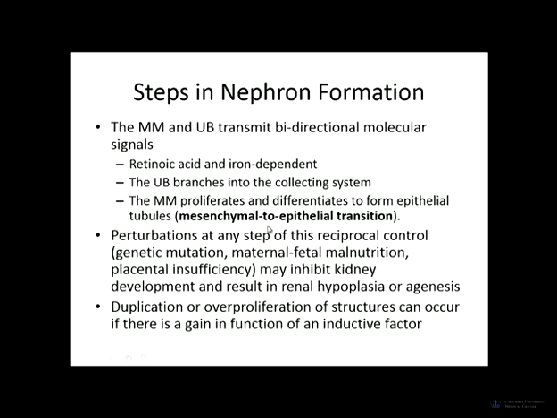So perturbations at any step of this reciprocal crosstalk, either genetic mutation, malnutrition, or things that happen inside the uterine environment, can inhibit kidney development and result in renal hypoplasia, which means a small, underdeveloped kidney, or agenesis, which is a total lack of a kidney. On the other hand, if there's a duplication or overproliferation of structures, for example, a gain of function during development, there can be a larger kidney and overproliferated kidney.